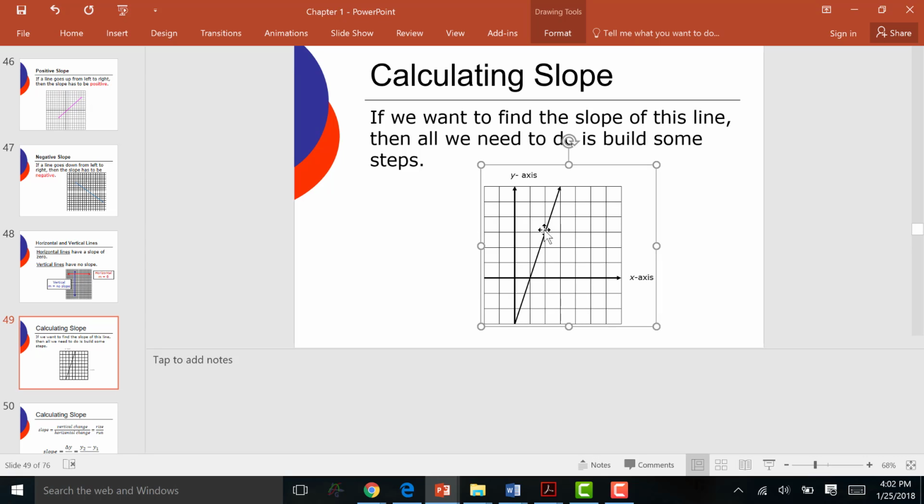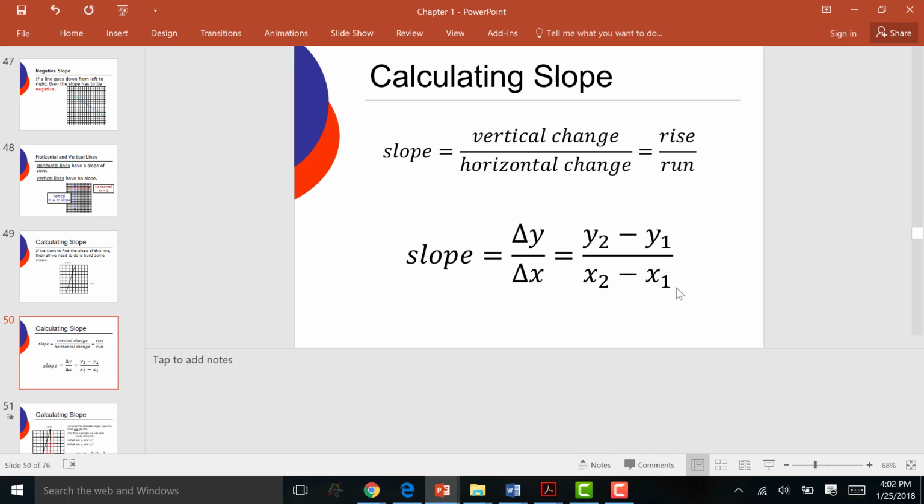The next slide says, what if I don't give you an actual graph, but I give you some points? I give you some points. The slope is still the vertical change, how much you rose up and down, and how much you ran across, the horizontal change left and right.